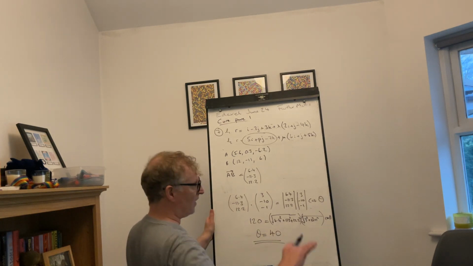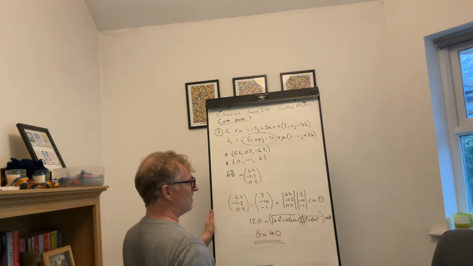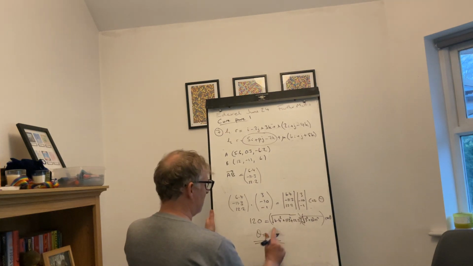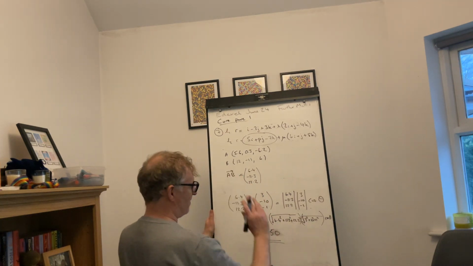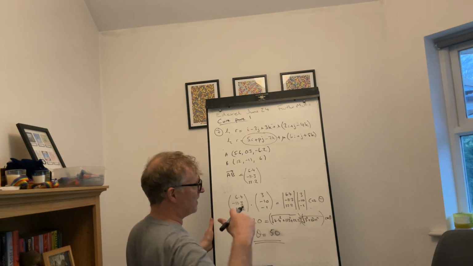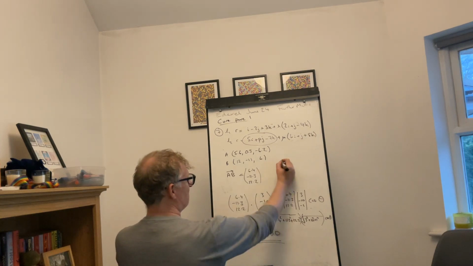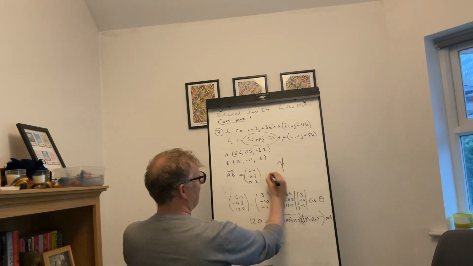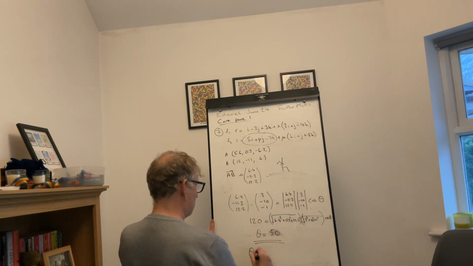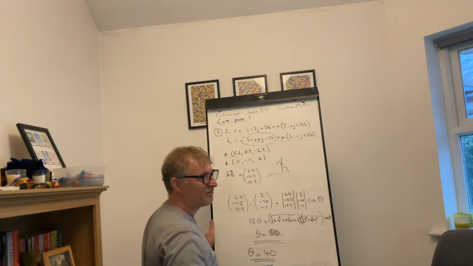So if you do that inverse, the angle between the normal and AB is 50 degrees, oh sorry, that's 50 degrees, and therefore the angle between the plane and AB must be 40 degrees, because obviously between the normal and the plane is a right angle, so it's just 90 minus that. So we end up with theta is 40 degrees. All done.